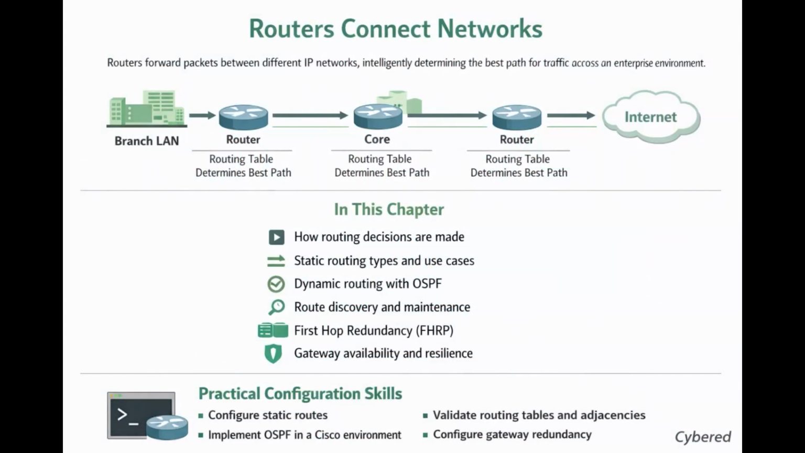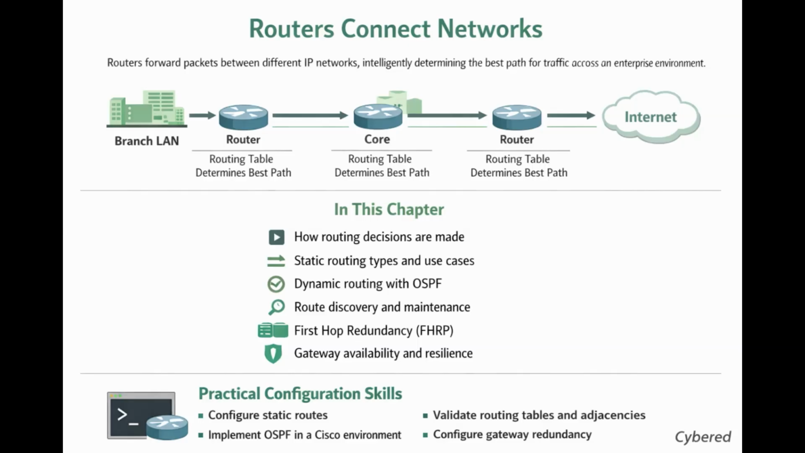IP connectivity and routing. Routers are essential network devices that connect different IP networks together. They intelligently forward packets toward their destination, allowing devices on separate networks and locations to communicate without manual intervention. By analyzing routing information, routers automatically determine the best path for traffic to take across a network. In this chapter, you'll learn how routing decisions are made and how networks are configured to ensure reliable communication.